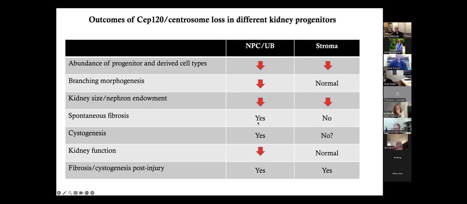There's spontaneous fibrosis in the NPC and UB knockouts, but no spontaneous fibrosis in the stroma. There's definite cystogenesis. It's very, very mild in the stromal knockouts. Kidney function is definitely affected in the NPC and UB knockouts, but is normal in the stromal knockouts. And fibrosis and cystogenesis post-injury occurs when you damage them. So you start getting an idea of which cell types might be playing a role during development versus during injury and repair, and where we should think about therapeutic targeting and which cell types might be more important than others.